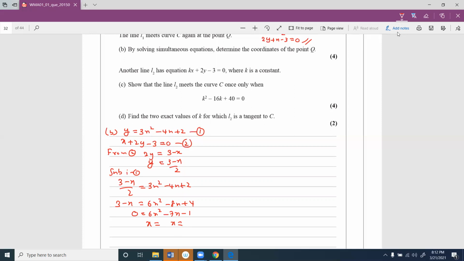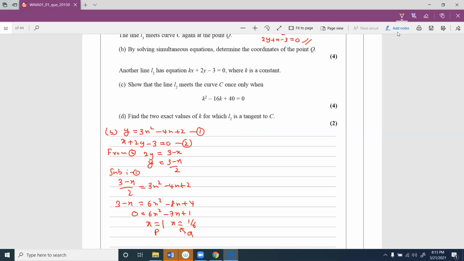Let me see whether we have made any mistake over here. 6x squared minus 7x plus 1. The one coordinate is 1. That is the point, nothing to worry about. This is point P, and the other one is 1 over 6. So this is the point Q we are talking about.